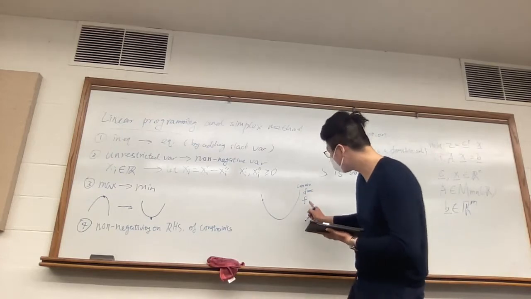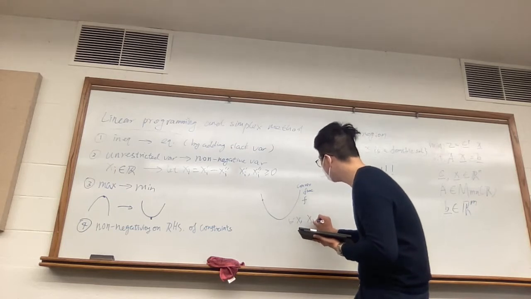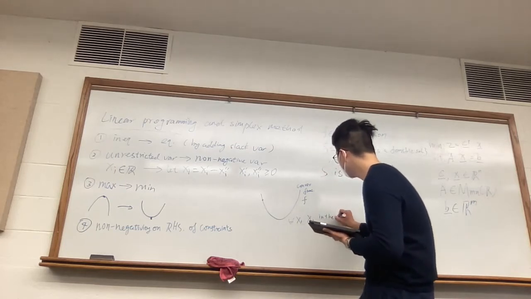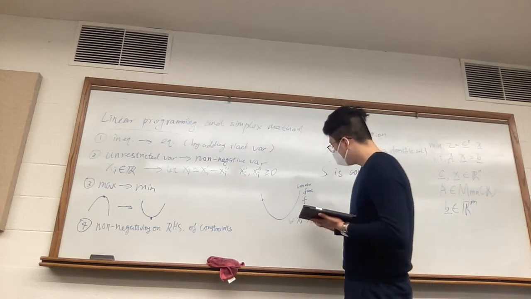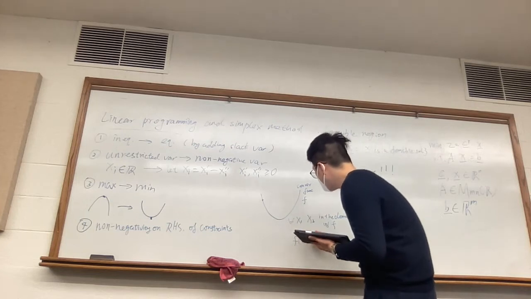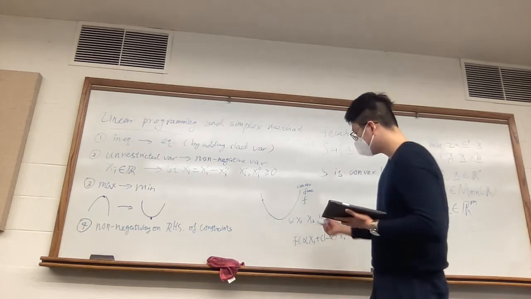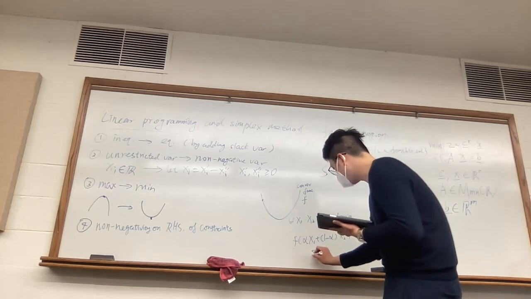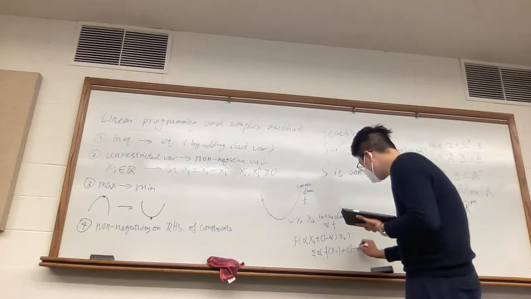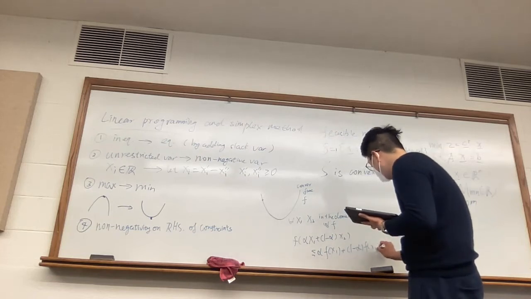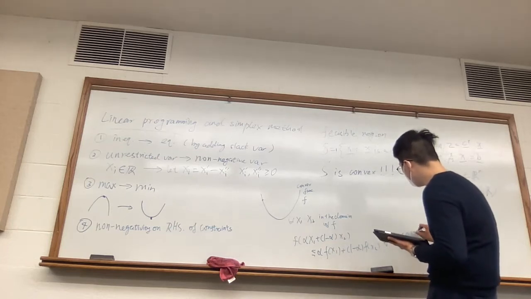Okay, so a convex function means that for any x1, x2 in the domain of f, f(alpha x1 plus (1 minus alpha) x2) is less than or equal to alpha f(x1) plus (1 minus alpha) f(x2). And this is for any alpha in 0 to 1.